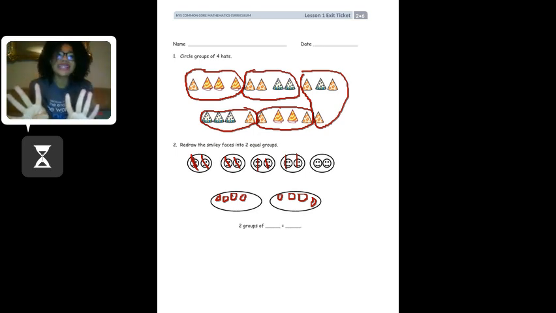But that's not all because I still have 2 smiley faces left that didn't get placed. So now I'm going to cross out this last one and put it in the first group. And then I'm going to cross out the second one and put it in the last group.